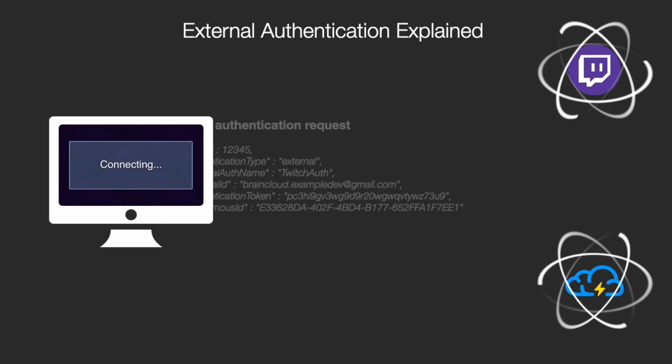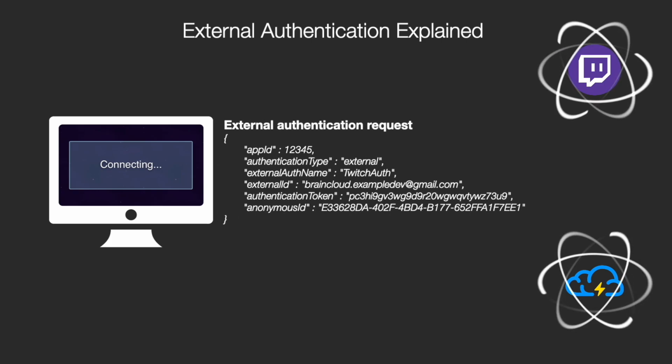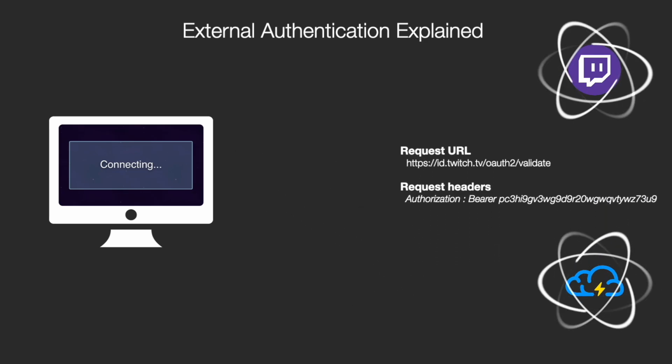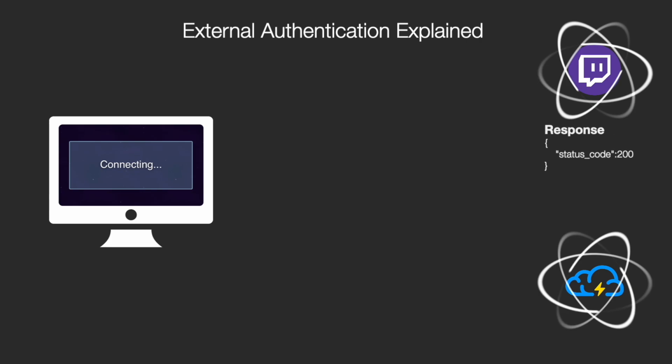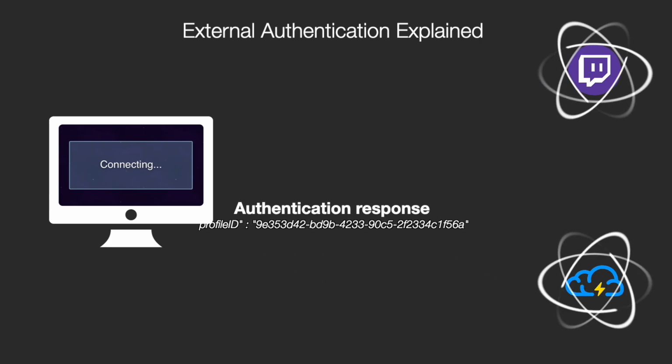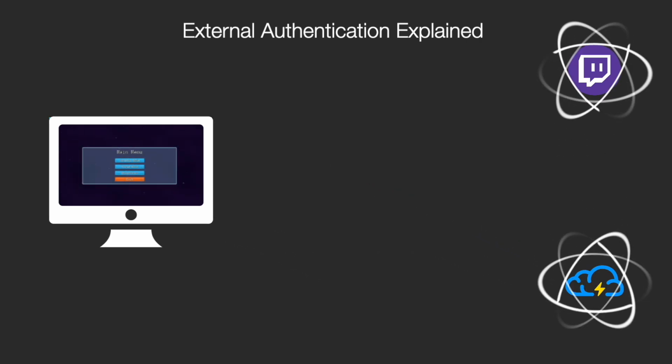Back in our app, we'll make a brainCloud external authentication request, where we'll send the user's email, the access token, and the name of the cloud code script that we wrote. The script that we wrote will then validate the access token with Twitch, and on a successful result, we will return the profile ID in the response to our app. And that's it. That's the overview of how external authentication with Twitch and OAuth works.